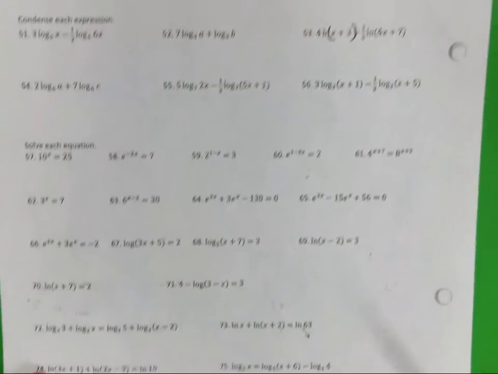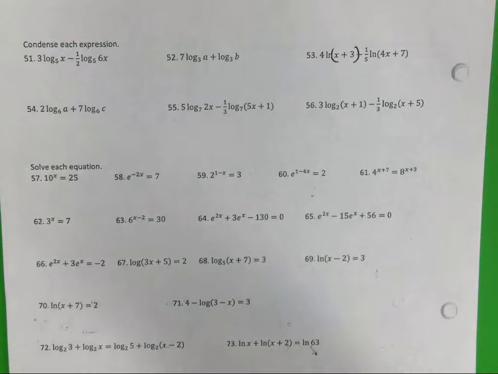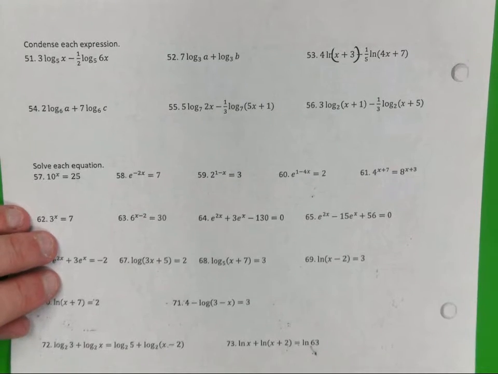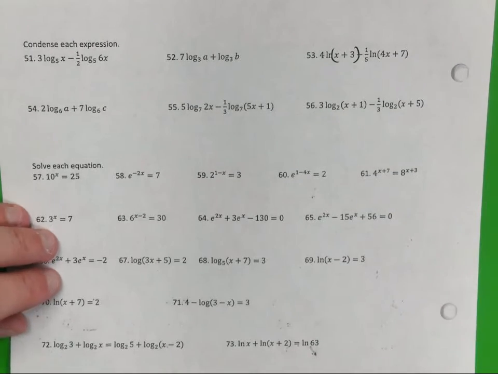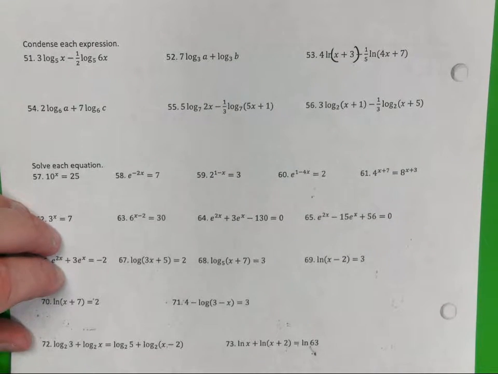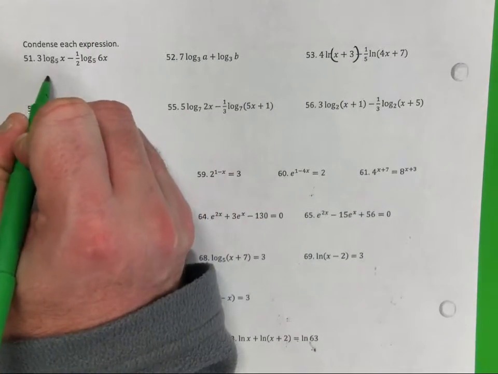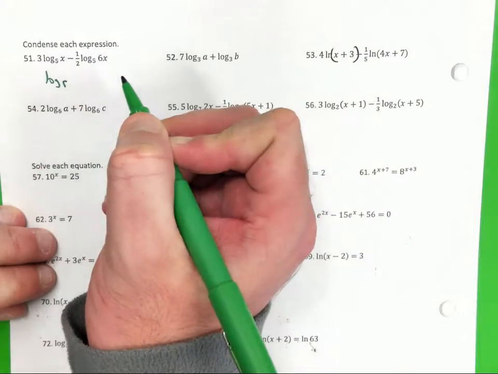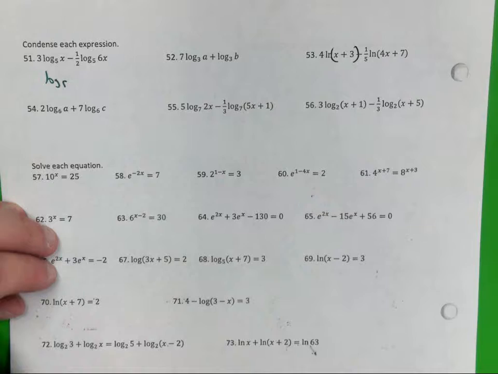The next page. We're about to condense some. I'm going to do these 3. Number 51. All right, what's my log base? Log base 5. What rule am I doing here?